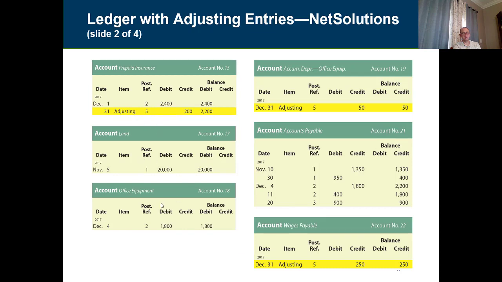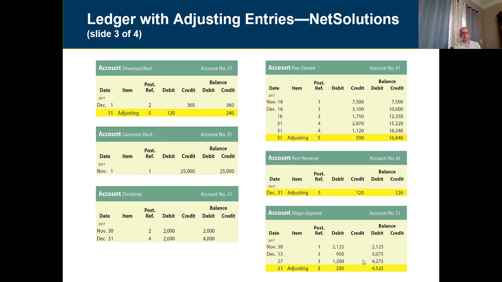Nothing affected land. Nothing affected the office equipment. Actually, the office equipment account itself was not affected, but its related accumulated depreciation account was credited by the $50. Accounts payable is also not affected. Wages payable is affected by the crediting of $250. And then we have the unearned rent, and I hope you remember that. Unearned rent is a liability account, and here we debited it, or in other words, we reduced it from $360 to $240. Common stock was not affected, dividends were not affected, the fees earned was credited by $500, and then the rent revenue was also credited by $120.